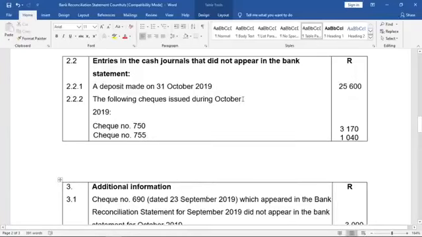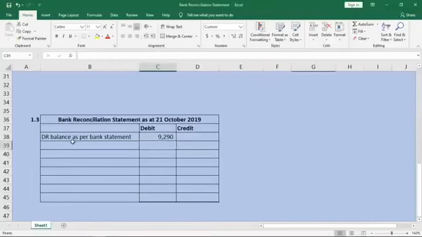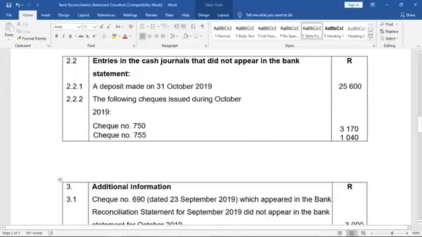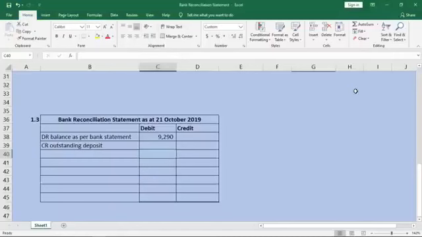So remember, when we deposit money to the bank, where would it appear in the bank statement? It would appear on the credit side. So we write down here, wherever side it appears for all the items, you start with that word, credit or debit. So here it's a credit outstanding deposit, because it didn't appear in our bank statement. As you can see here, entries in the cash journals that did not appear in the bank statement. We have 25,600. So I'm going to write down 25,600.